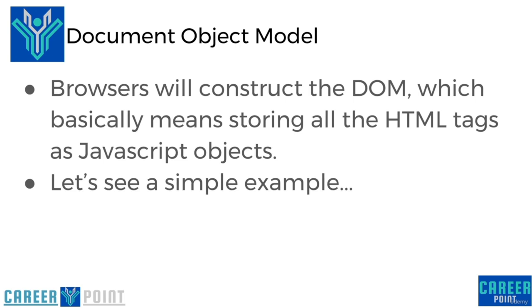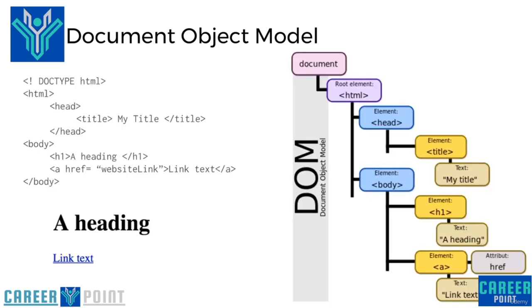And let me show you a very simple example of this. Imagine I have some very basic HTML over here on the left-hand side. I have a head, a title, which is just my title, and in the body, I have a heading 1 and then an anchor tag website link. And then right below that on the left-hand side is what this would look like in the browser. It would just be a heading and then some link text there.